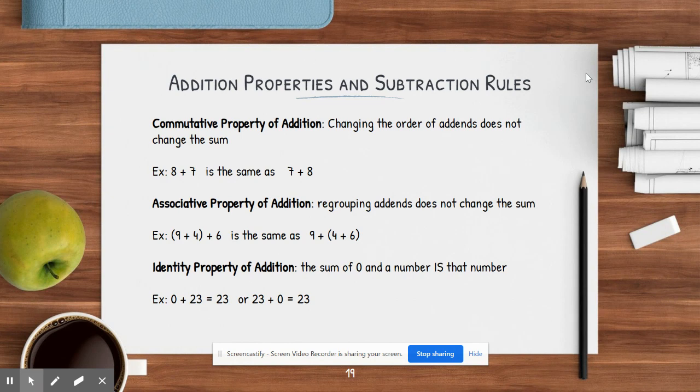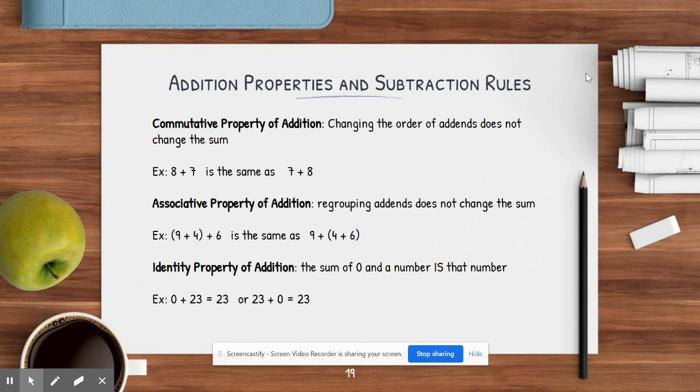Who can read me what that is saying? What's it say, Addison? Changing the order of add-ins does not change the sum. Now, it used the word add-ins in there. Addison, what is an add-in? Just like you add to the problem? Yeah. It's weird how in math now they use fancy terms for something so basic. But an add-in is basically just a number that you add together to create a sum, an answer.